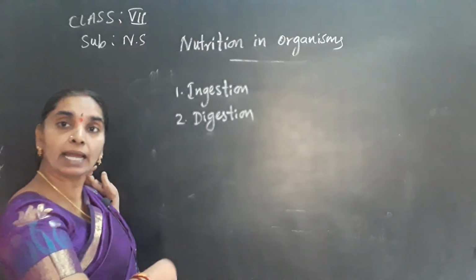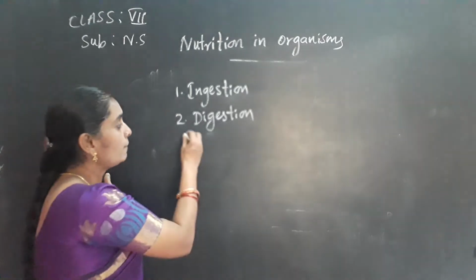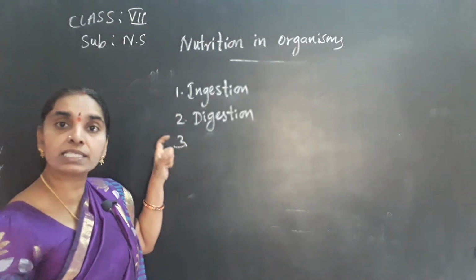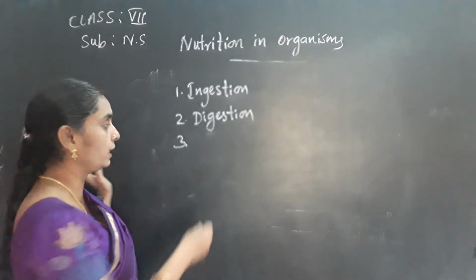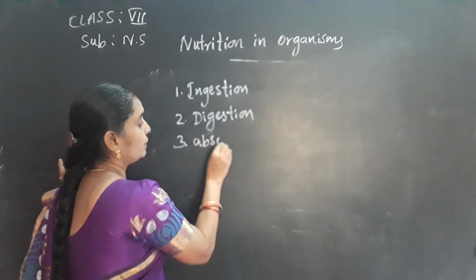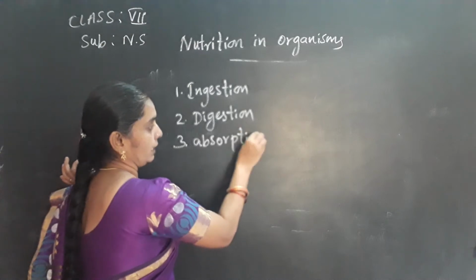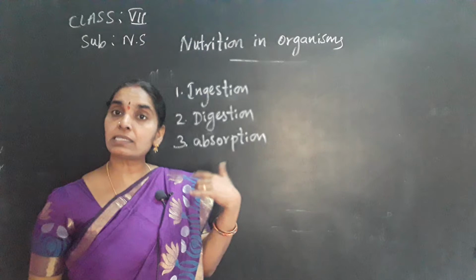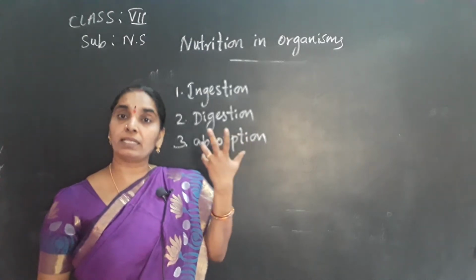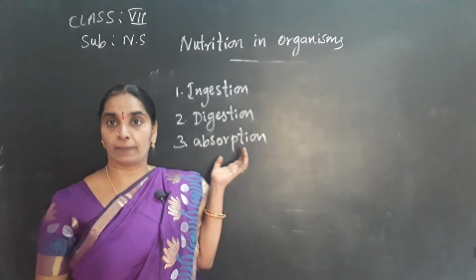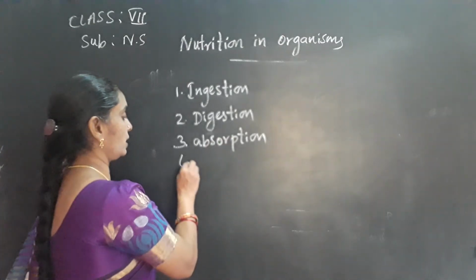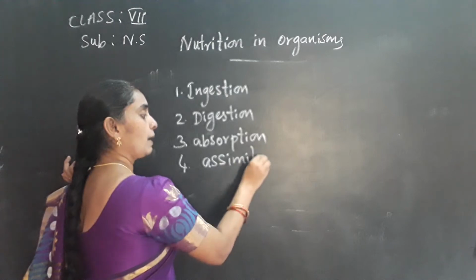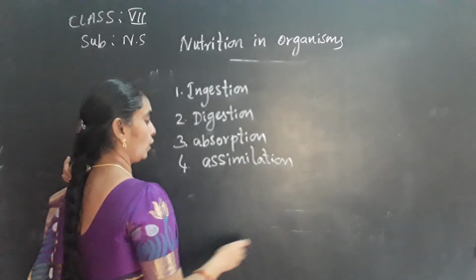Digestion takes place inside the body. Ingestion, digestion. After digestion, the digested food gets absorbed into the body, that is, it mixes into the blood. This is absorption. It becomes a part of the body. Next, assimilation. In assimilation, the nutrients become part of the blood inside our body.